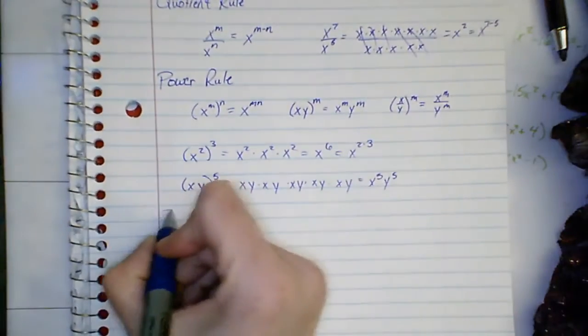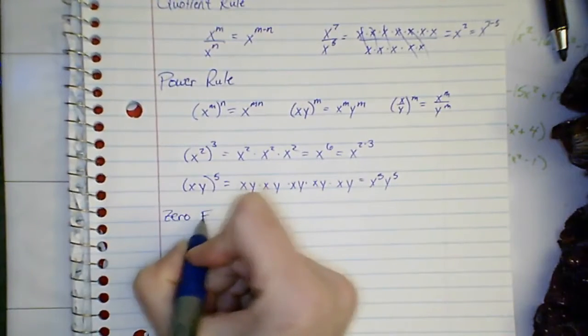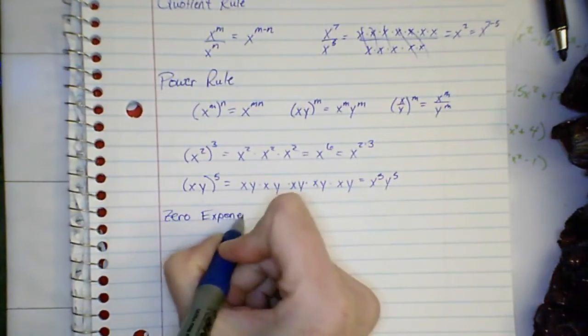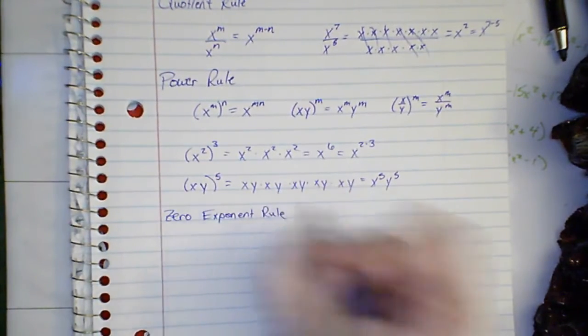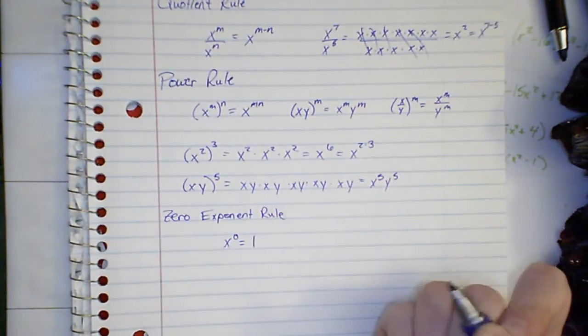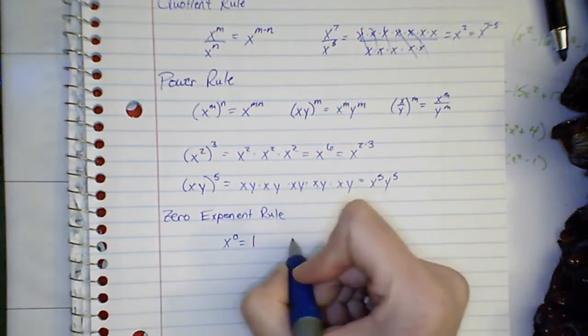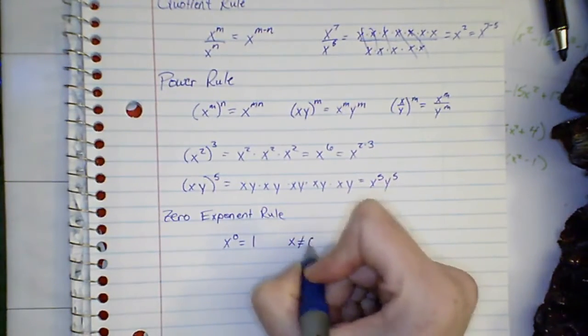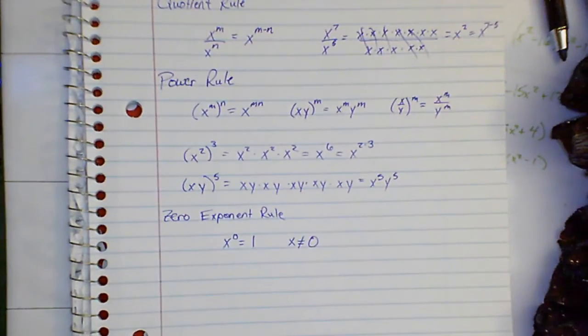The zero exponent rule states that if you have x to the 0 power, it equals 1. This does not mean x can equal 0. So 0 to the 0 power just is not 1, you can't do it. So a couple proofs here.